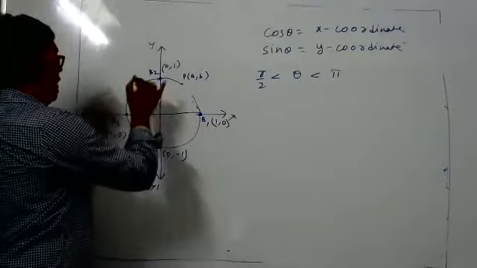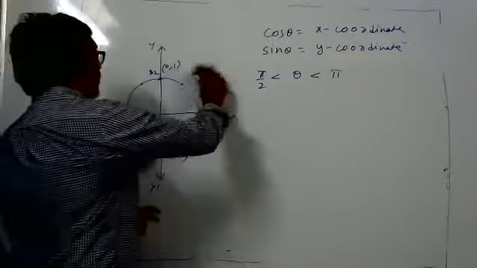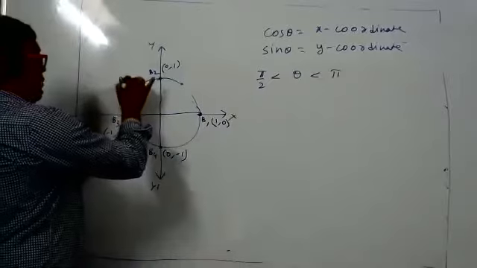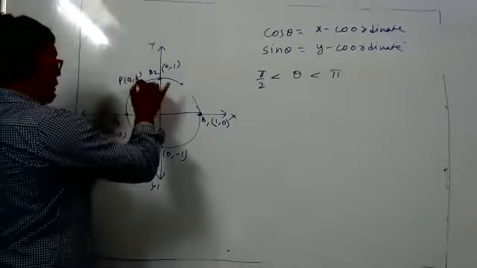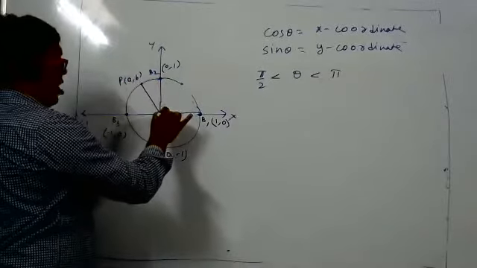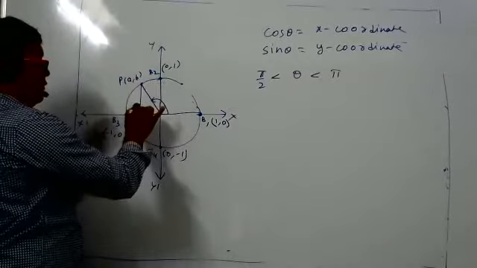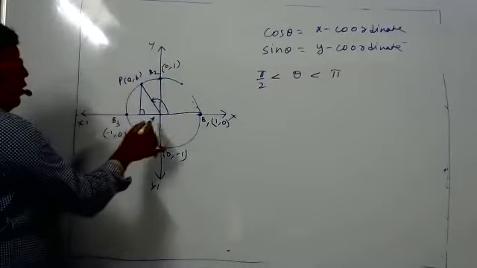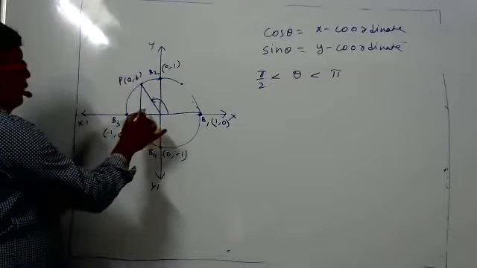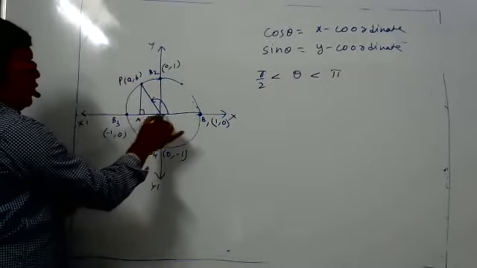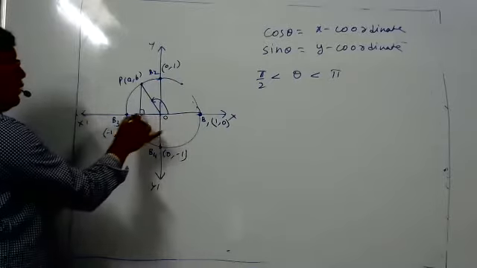Theta, the angle. P is here, the point P(A, B). We have to draw it this way. The triangle will be here. Don't get confused. This is P, this is A, this is O. What is the length OA, student?